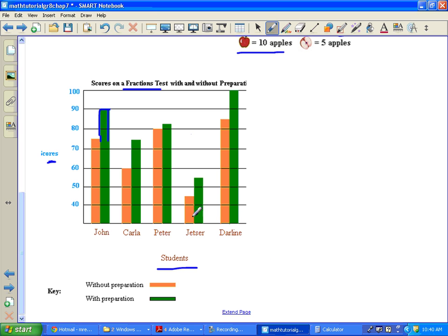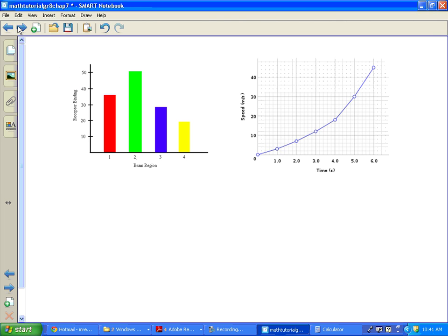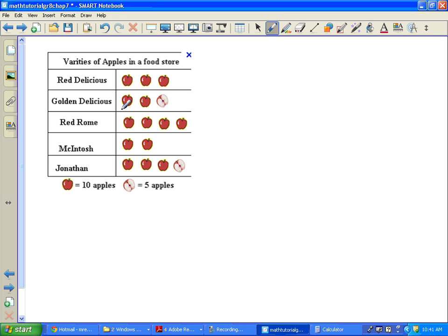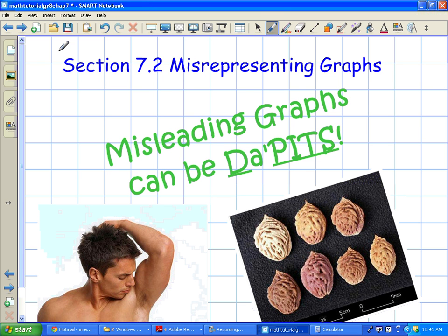So that's the different types of graphs you might see. Okay, so there's the circle graph. Again, it's good for showing parts compared to the whole thing. Then you've got the bar graph and, of course, the line graph. And then our lovely looking pictograph is there.